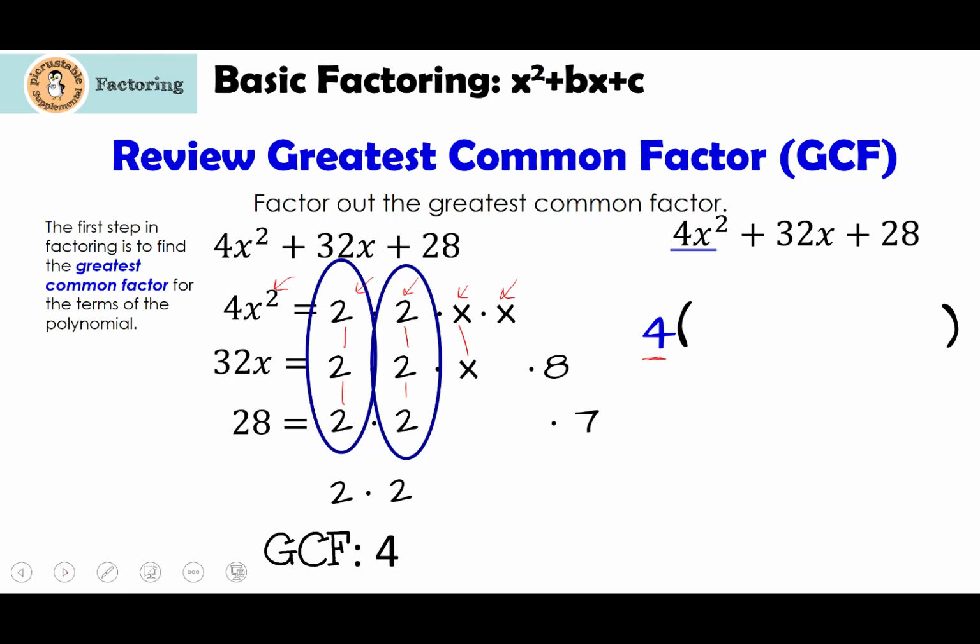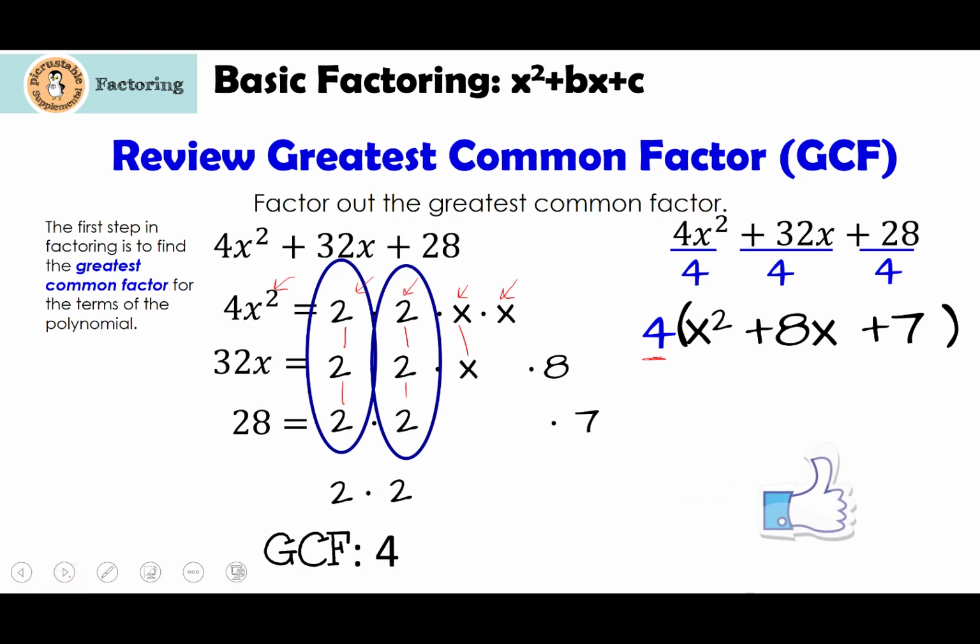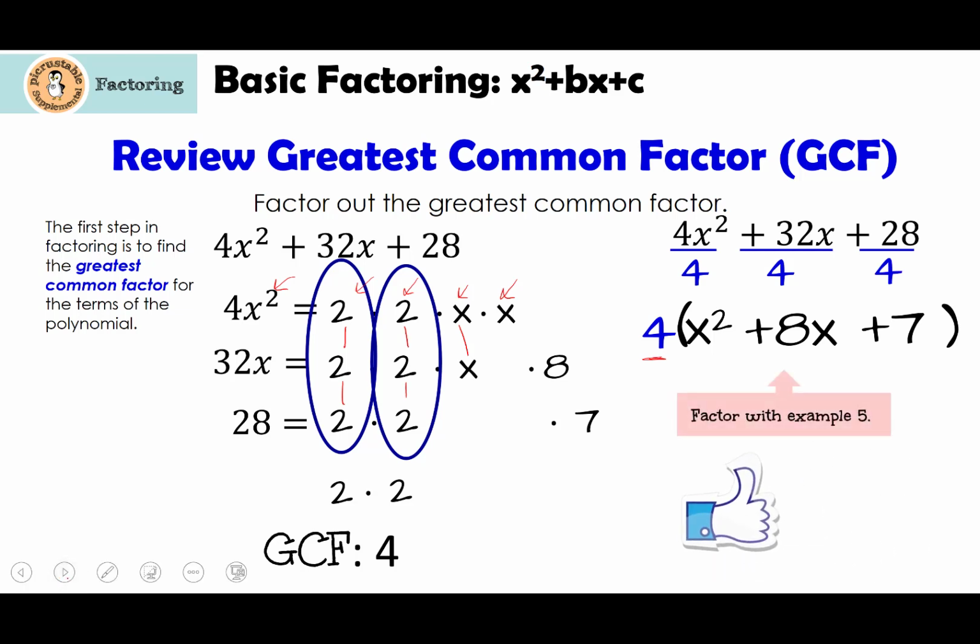And what is it going to look like? Well, 4x squared divided by 4 is x squared. 32x divided by 4 is 8x. And then 28 divided by 4 is 7. And this is how we factor out the greatest common factor. Cool. But don't worry because we're going to factor this one in example 5.